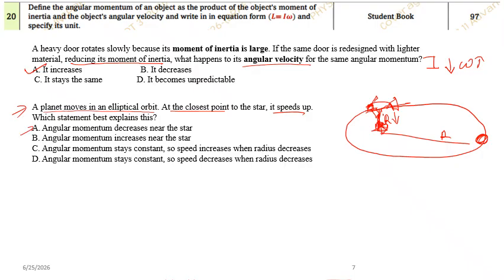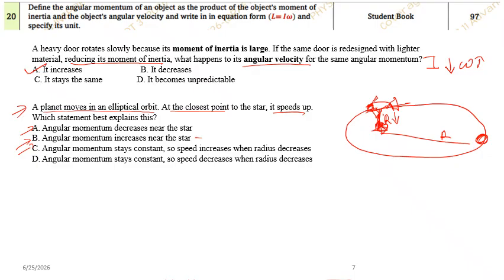Angular momentum decreases near the star. Okay, angular momentum decrease? No, we cannot say angular momentum is decreasing. And angular momentum increases near the star? That also we cannot say. Okay, angular momentum stays constant, so the speed increases. That we can say from this particular situation.